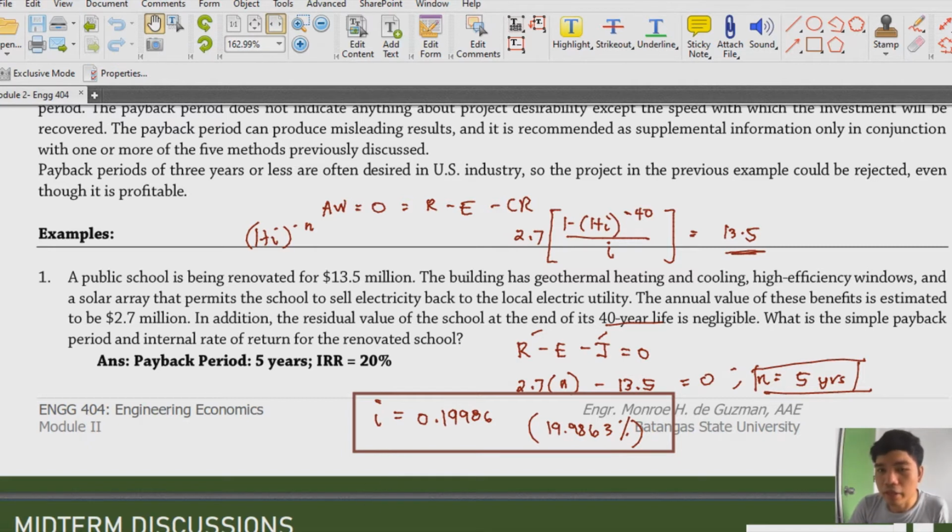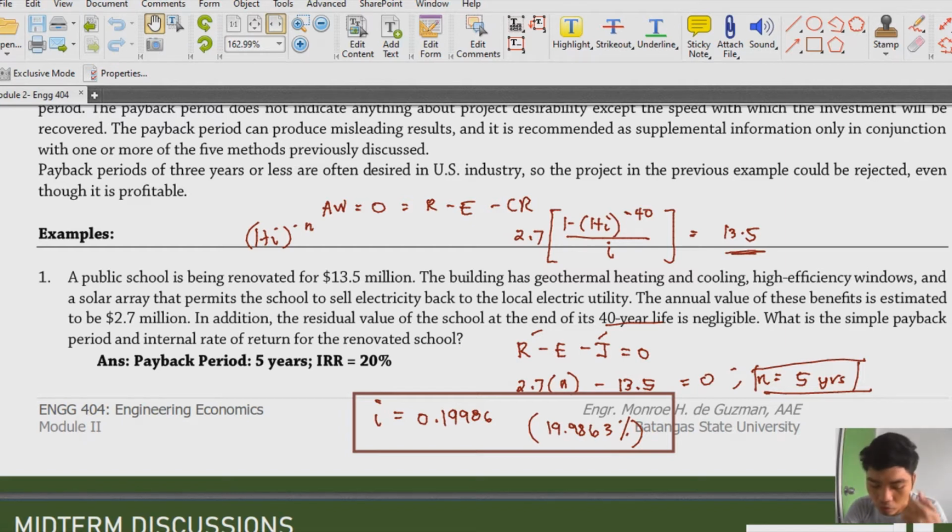That means you'll be able to compute for n, of course given the i we have, depending on what i we use, could be 20%, depende. So upon solving for that, then that will be our discounted payout period. So that is what we have for the discounted.